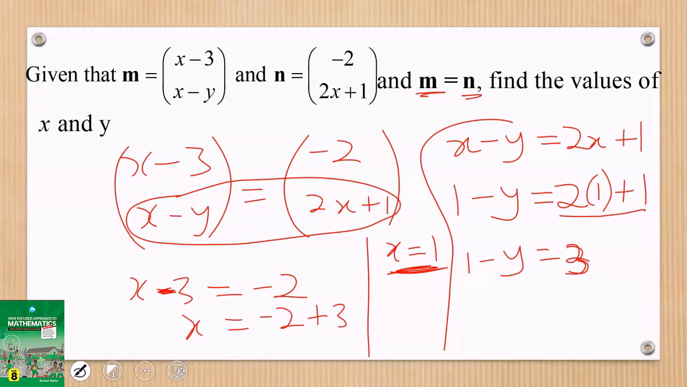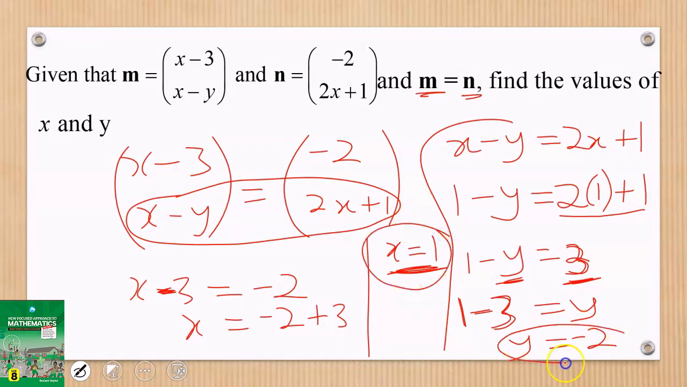So trying to make y the subject, I can let 1 stay here. And this 3 becomes negative 3 here. And the y moves to become positive y here. Therefore, I can have my y to be 1 minus 3, which will give us negative 2. And so, whilst my x is 1, my y is negative 2.